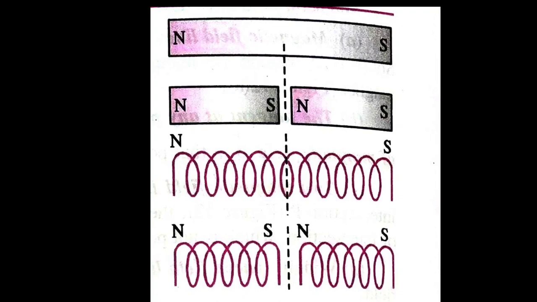The axial field of a solenoid is similar to that of a bar magnet, and we get an expression for the magnetic field for the axial field of a solenoid: mu naught upon 4 pi times 2m divided by r cube. This expression of the magnetic field is the same as in the case of a bar magnet. So from that we conclude that a solenoid and a bar magnet produce similar magnetic fields and they have the same magnetic moments.